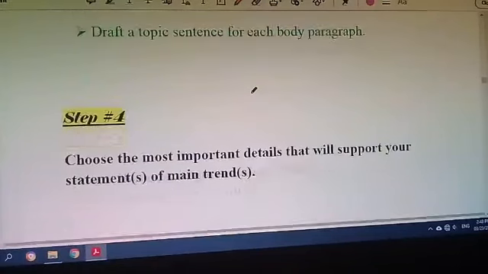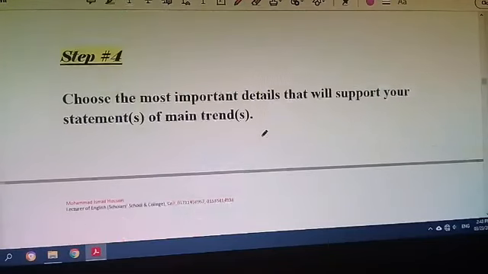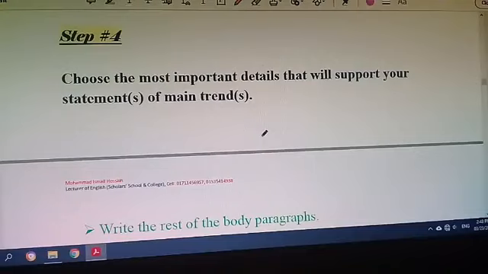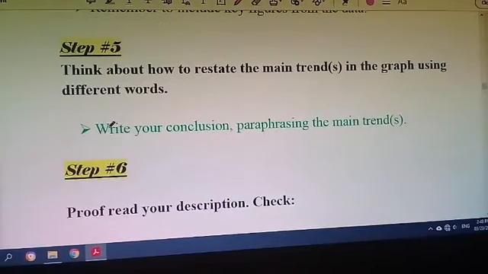Number 4, choose the most important details that will support your statement of main trends. And number 5, think about how to restate the main trends in the graph using different words. Write your conclusion paraphrasing the main trends.